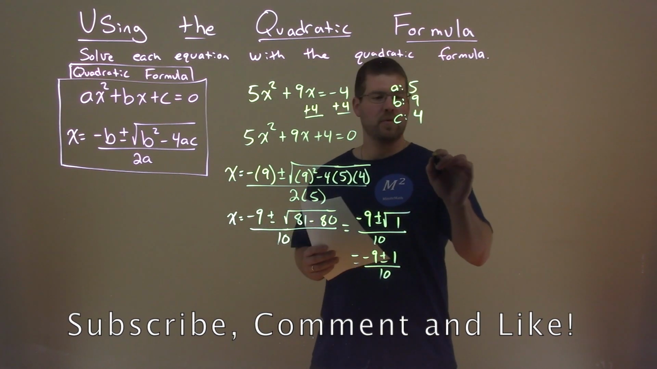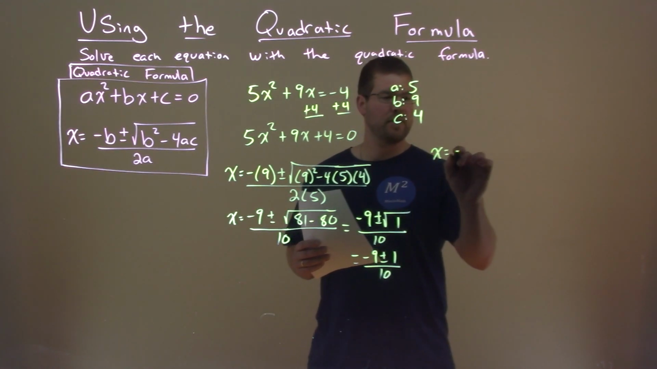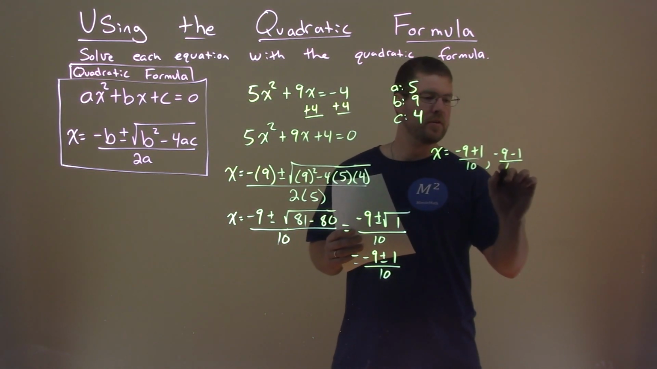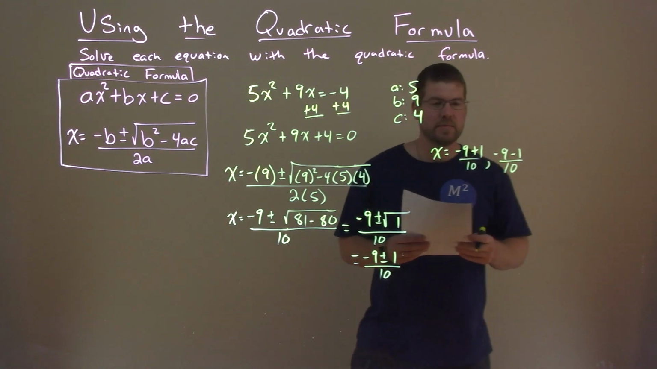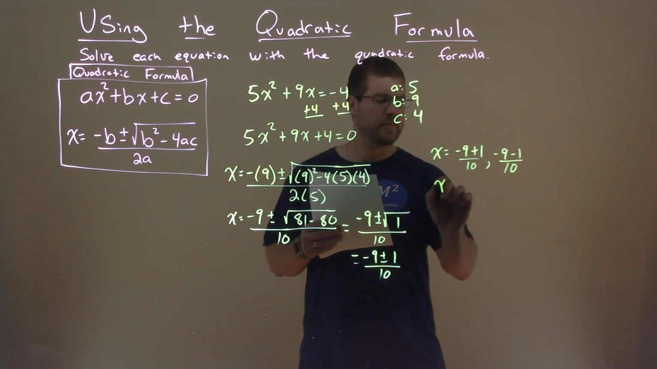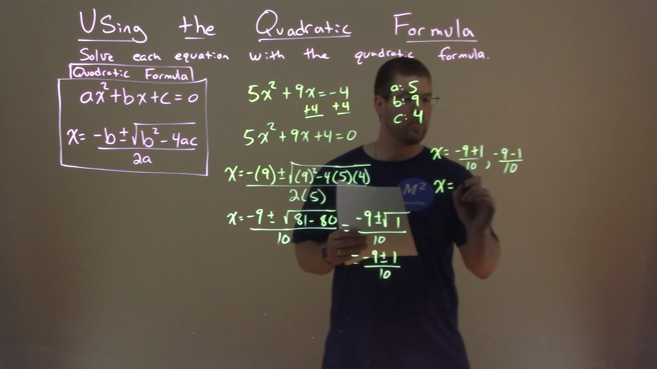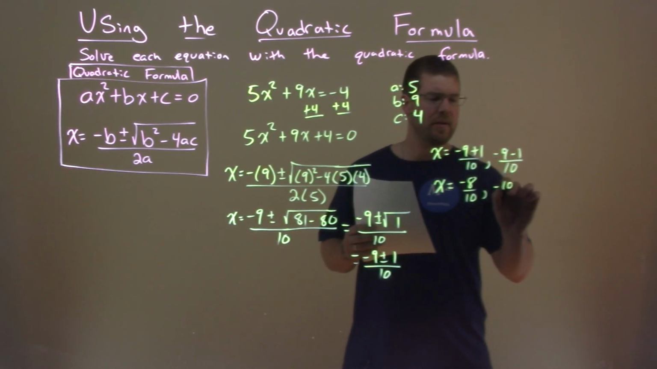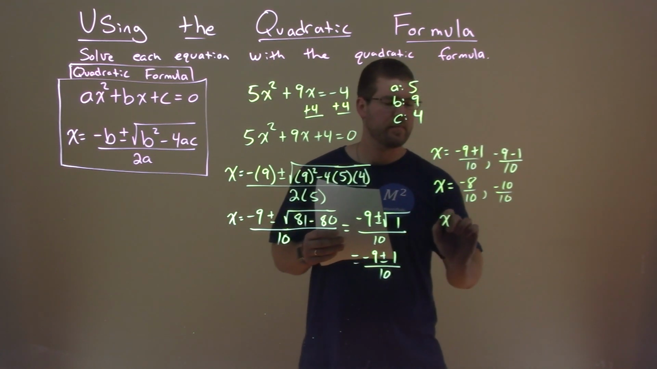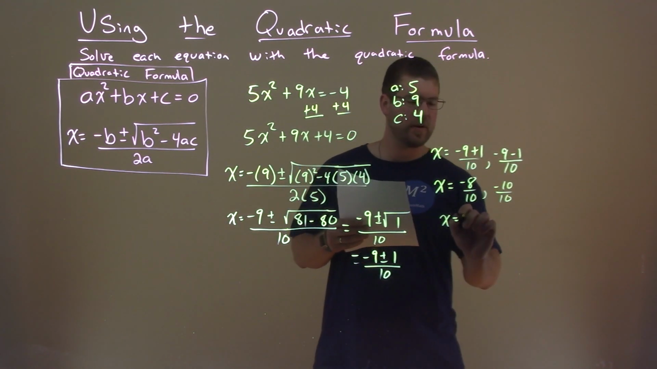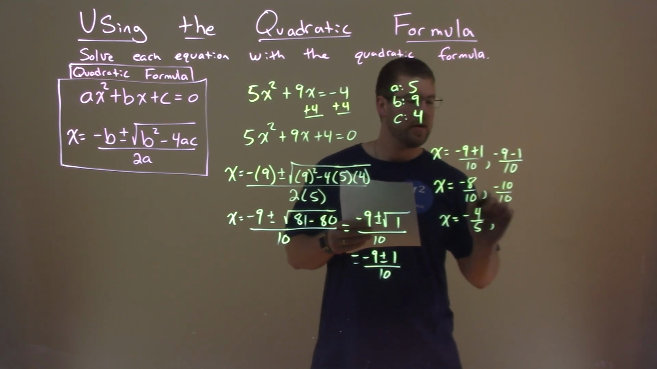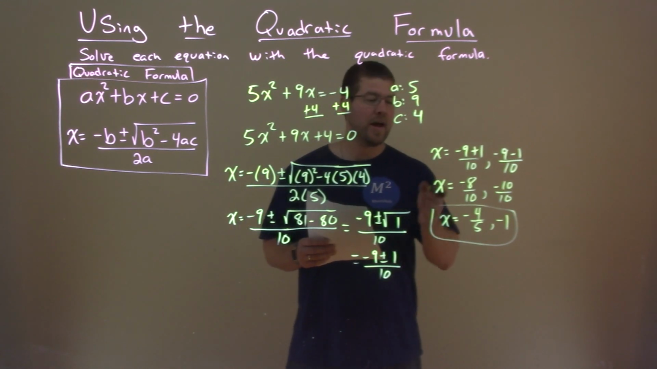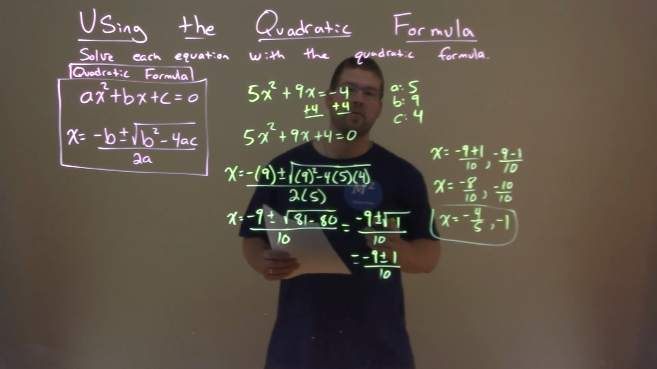Now we have to separate this with the plus or minus. So we have negative 9 plus 1 over 10, and negative 9 minus 1 over 10. Now we're going to solve each one individually. X equals negative 9 plus 1, which is negative 8 over 10, and negative 9 minus 1 is negative 10 over 10. Negative 8 divided by 10 simplifies to negative 4/5, and negative 10 divided by 10 is negative 1. So my two answers here are x equals negative 4/5 and negative 1.